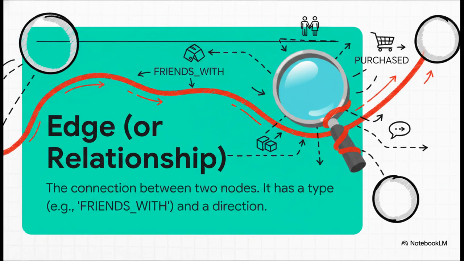Next, and this is the most important part, we have the edge. This is the relationship. It's the verb that connects two nouns. And it's not just a simple line. It has a type, like friends with or purchased, and it has a direction. This is the red string itself, the thing that gives the connection all its meaning.